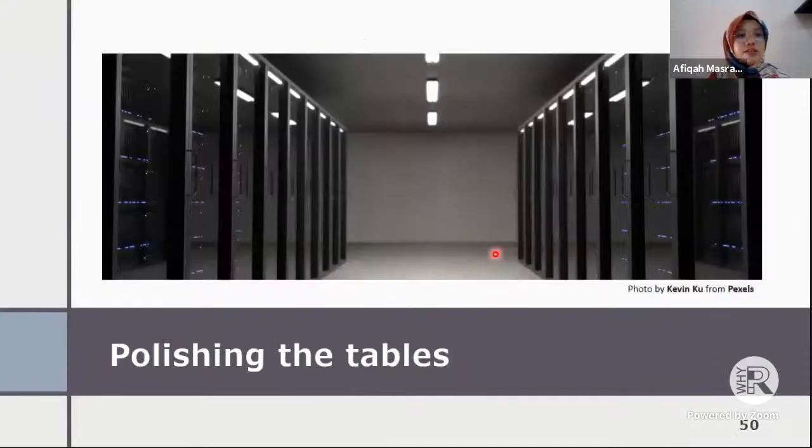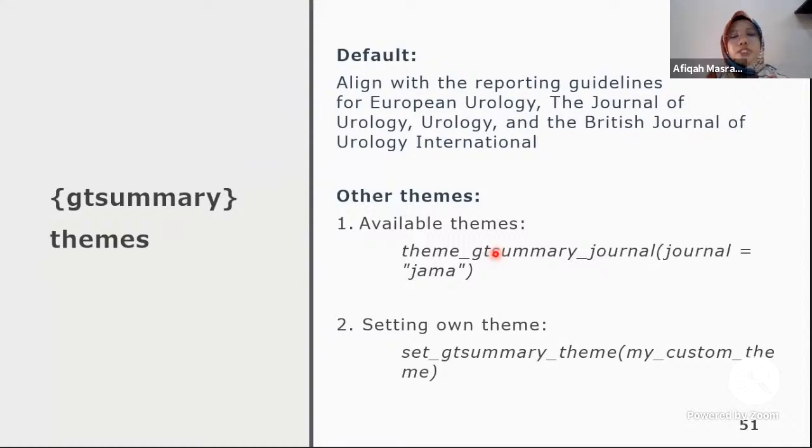Okay. So next, finally, we just need to polish the tables. Polishing the tables includes two parts: whether to use the gtsummary themes, and also the output of the gtsummary packages. So in terms of polishing the tables, we have the gtsummary themes, meaning that by default the tables will be aligned with the reporting styles for European Urology, the Journal of Urology, and the British Journal of Urology International. So that is the default that we see earlier that I've shown before.